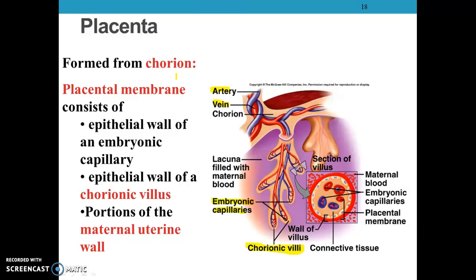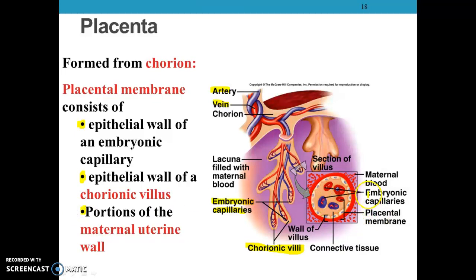Alright, so placental membrane made up of the epithelial wall of the embryonic capillary, so the walls of the blood vessels of the embryo. It's made up of epithelial wall of the chorionic villus, or villi is plural, that's those finger-like projections. And then it's made up of portions of the maternal uterine wall. So it's got three different layers, and you can kind of see this right here.